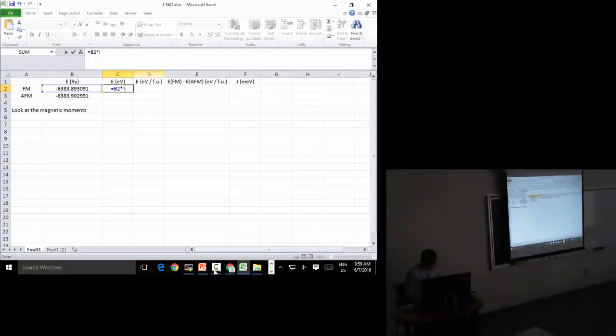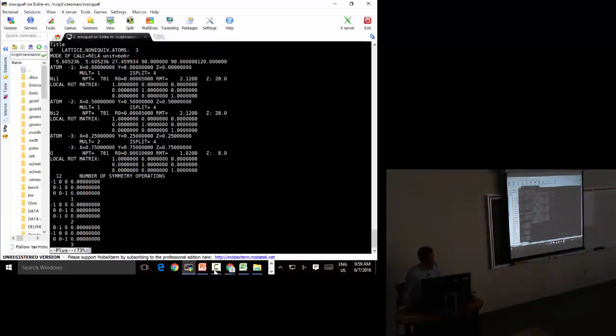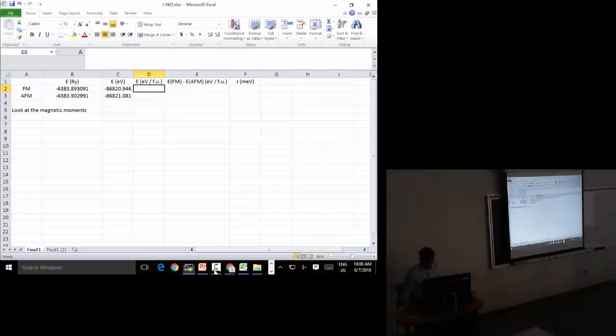If now I do the J calculation, I simply have to convert this value in eV, per formula unit. But if you look at your structure file, you have one nickel atom with a multiplicity of one, and one nickel atom with a multiplicity of one. So the number of nickels per unit cell is two. So I have to take that into account. So I do that divided by two.